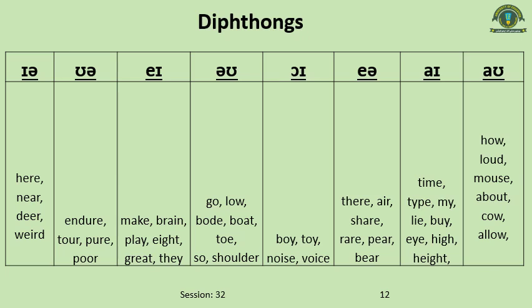What is the recipe? I always say, what is the recipe? The recipe is that you have to write down the words and you have to pronounce them time and again. Here, near, dear, weird, endure, tour, poor, pure, make, brain, play, eight, great, they, go, low, boat, toe, so, shoulder, boy, toy, noise, voice, there, air, share, rare, pair, bear, time, type, my, lie, buy, I, high, hide, how, loud, mouse, bout, allow.